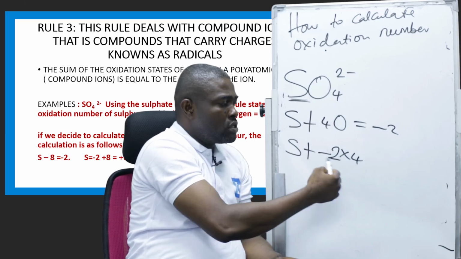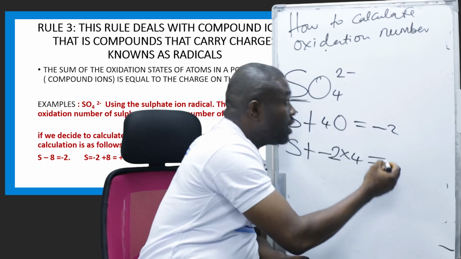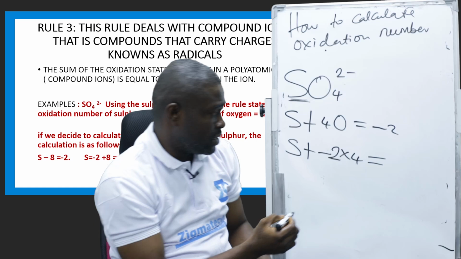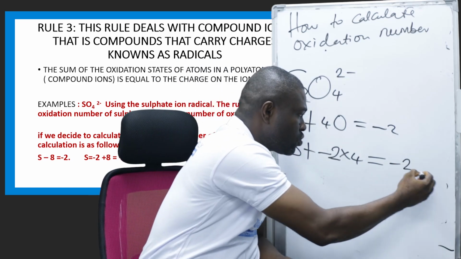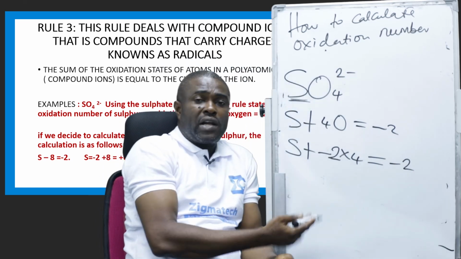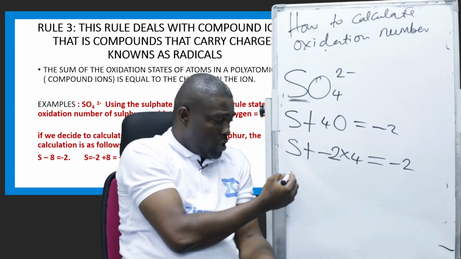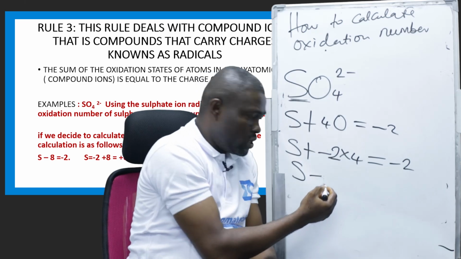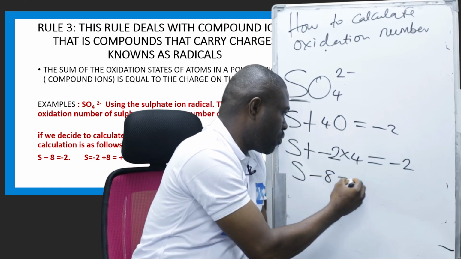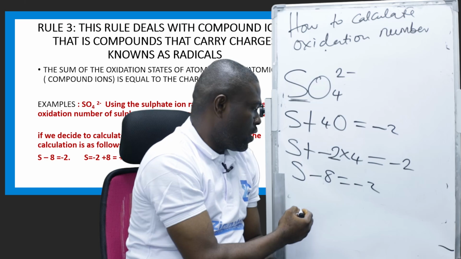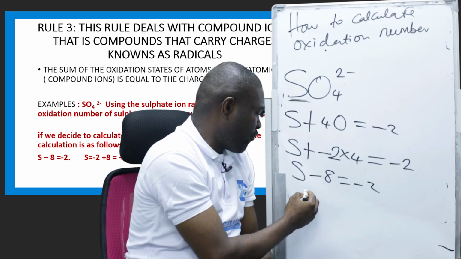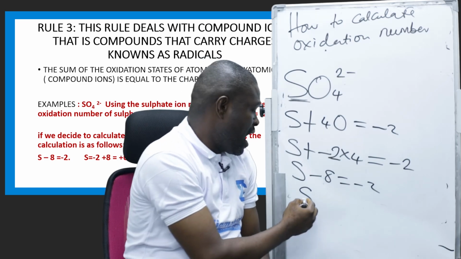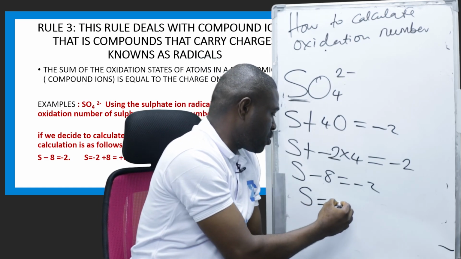So after doing this, the rule says equate all of them to what? To the charge which the radical itself carries. So I have minus what? 2. This is now calculation. I am looking for sulfur. So I have sulfur. Plus minus is minus. 2 times 4 is 8. So I have equals to minus 2. If I should still keep sulfur at my left-hand side, already it has made itself subject of the formula. I have sulfur equals to minus 2.